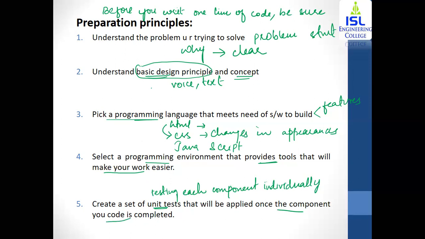So before you write one line of code, you're going to identify all of these 5 things. You need to identify why you're developing the software, all the basic principles, the programming language, the tools that you're going to use, and you're also going to create unit tests. Before coding begins, you're going to make test cases of how you're going to test each and every component.